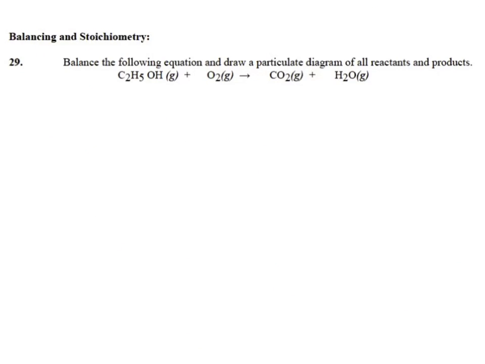Balancing in stoichiometry. Balance the following equation and draw a particulate diagram of all reactants and products. So how can we balance this? What kind of equation is this? We have C2H5OH plus oxygen produces carbon dioxide and water. So how can we balance this? Balance our carbons first. So we put a 2 here in front of carbon dioxide.